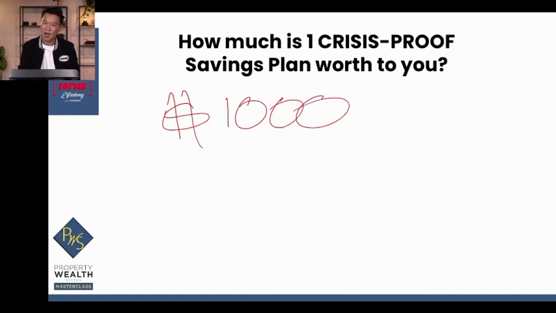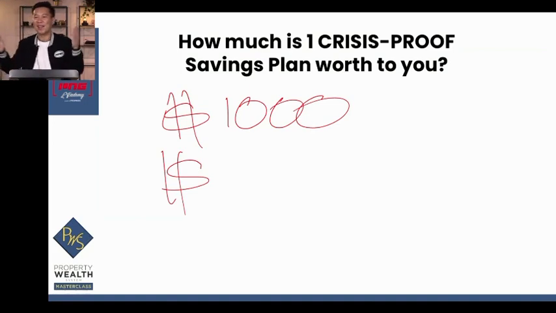$1,000? One crisis-proof savings plan. That means whatever pandemic comes, whatever economic crisis comes, you will be self-sufficient. In those times, you will not panic because you have abundance. You have created something passive on the side. They will take care of you no matter what happens. How much is one crisis-proof savings plan worth to you?